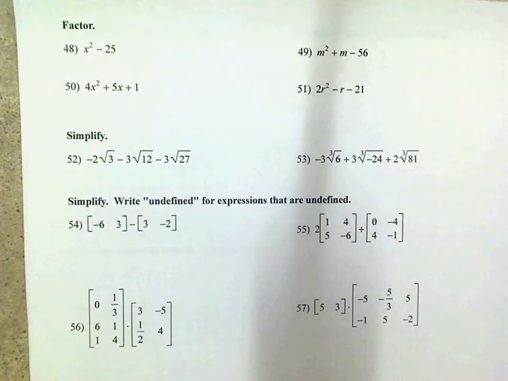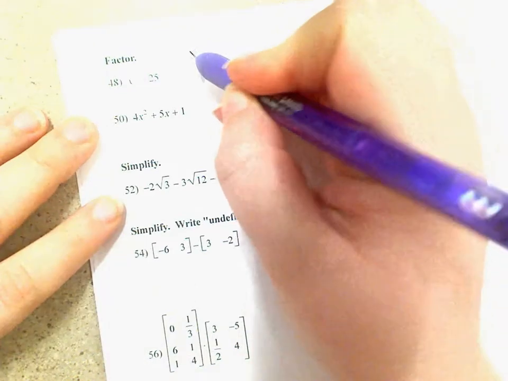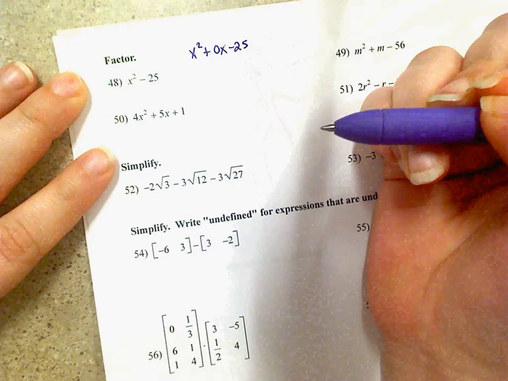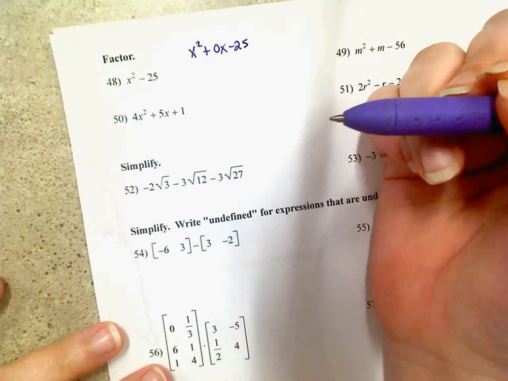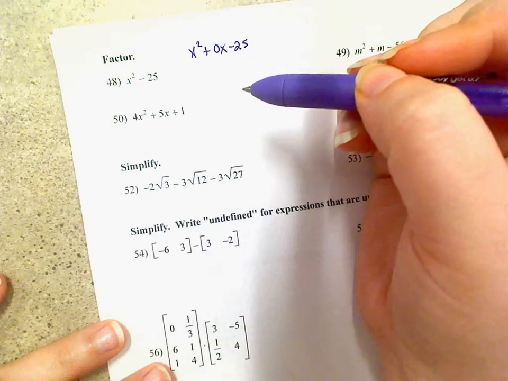Alright, so number 48 is a difference of perfect squares. When you think about factoring, you've got to think about what you see, and in this case you don't have a middle term, so if you wanted to write it like that, you could: x squared plus 0x minus 25. If you don't remember that's a difference of perfect squares, you can say, what are the factors of negative 25 that add up to 0? And that's positive 5 and negative 5.